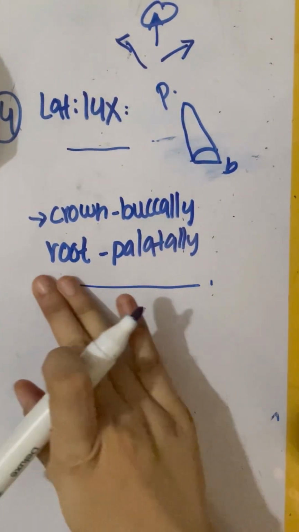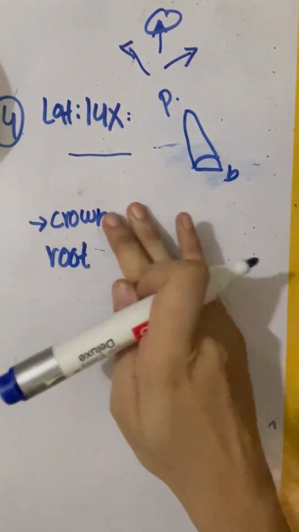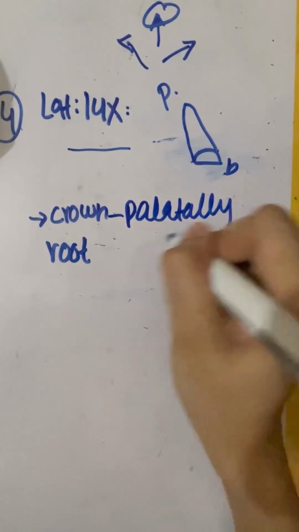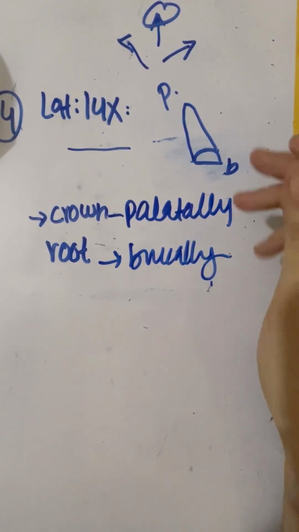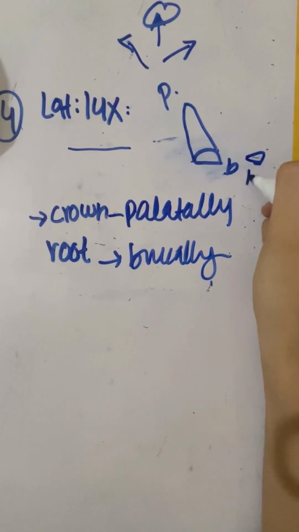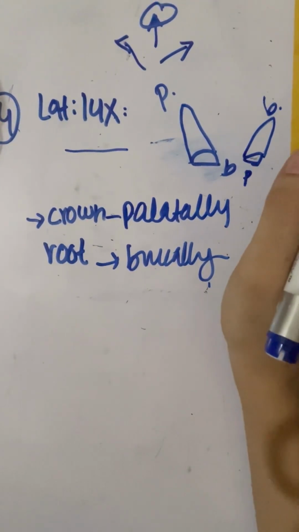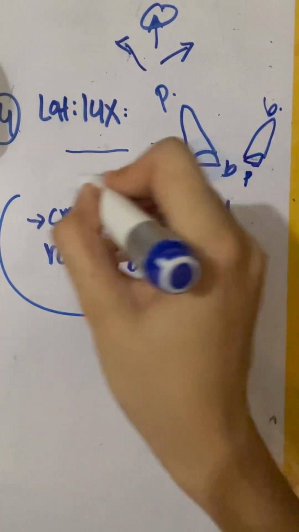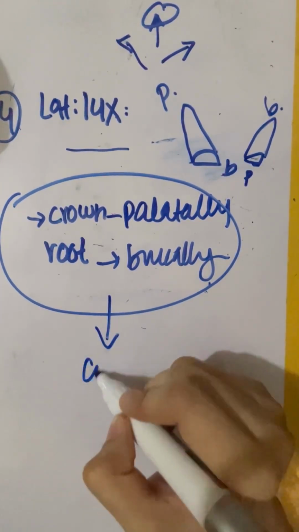But what will be the management if the crown is not going buccally but going palatally and the root is going buccally? This will be reversed. The crown will be going palatally and the root will be going buccally. What will be the treatment in this case? In this case, the root is away from the permanent tooth germ and we will go for conservative treatment.